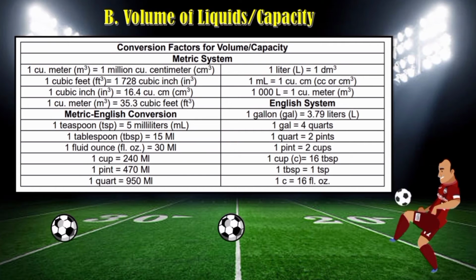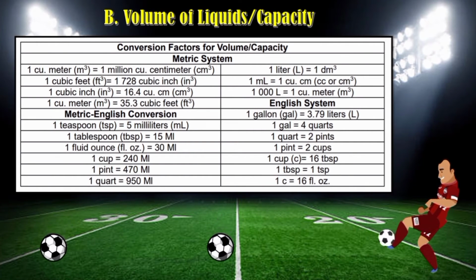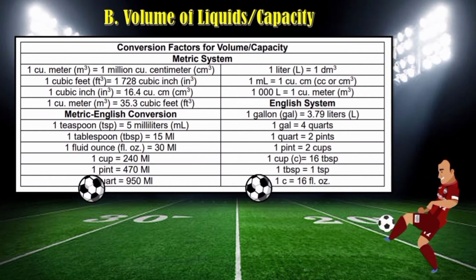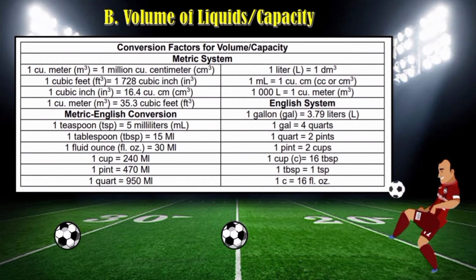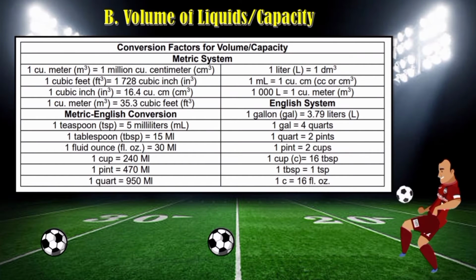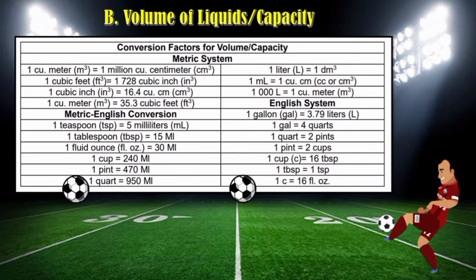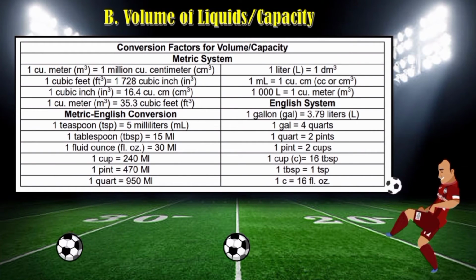1 cubic meter is equivalent to 1 million cubic centimeters. 1 cubic foot is equivalent to 1,728 cubic inches. 1 cubic inch is equivalent to 16.4 cubic centimeters. 1 cubic meter is equivalent to 35.3 cubic feet.